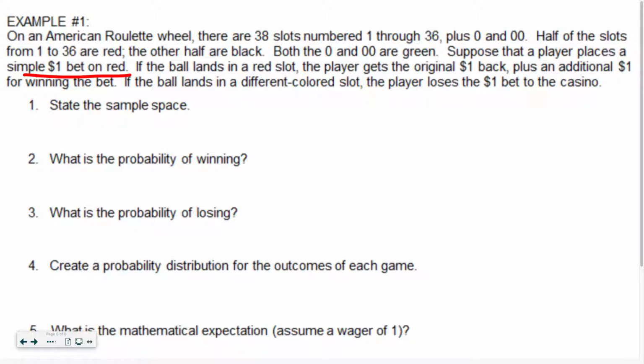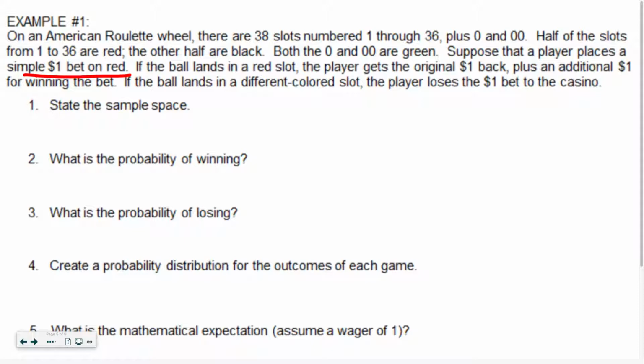If the ball lands in a red slot, the player gets their original dollar back plus an additional $1 for winning the bet. And if it lands in a different color slot, the player will lose a dollar bet to the casino. So you're going to be asked to do these 6 problems for each of the games in Mrs. H's House of Humility there on the back. So you're going to run through these 6 things.